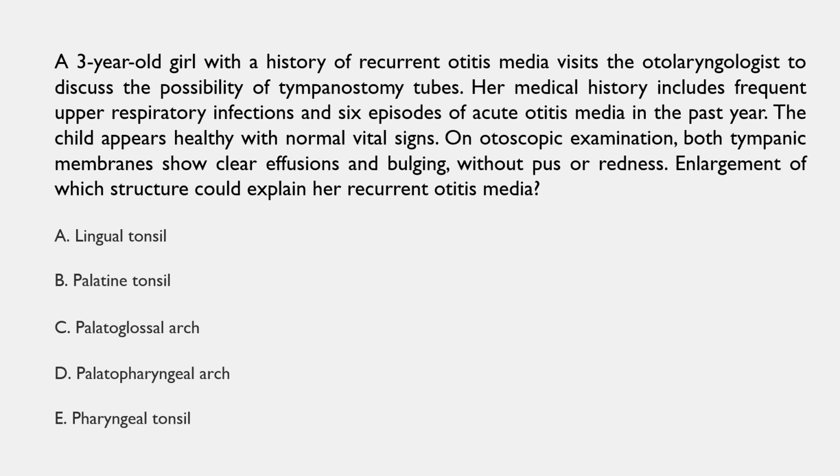A 3-year-old girl with a history of recurrent otitis media visits the otolaryngologist to discuss the possibility of tympanostomy tubes. Her medical history includes frequent upper respiratory infections and 6 episodes of acute otitis media in the past year. The child appears healthy with normal vital signs. On otoscopic examination, both tympanic membranes show clear effusions and bulging without pus or redness. Enlargement of which structure could explain her recurrent otitis media?